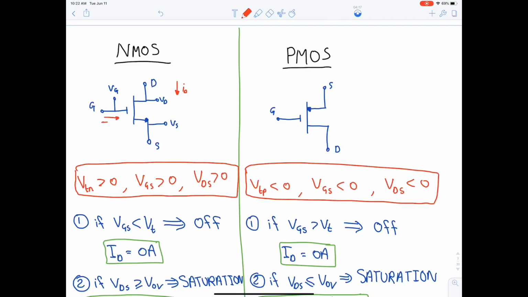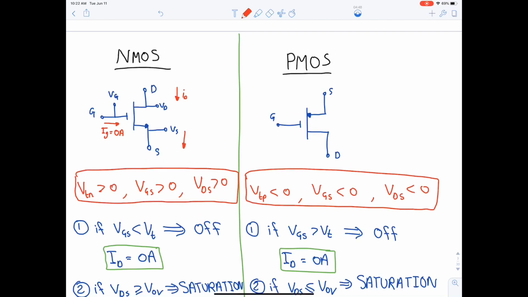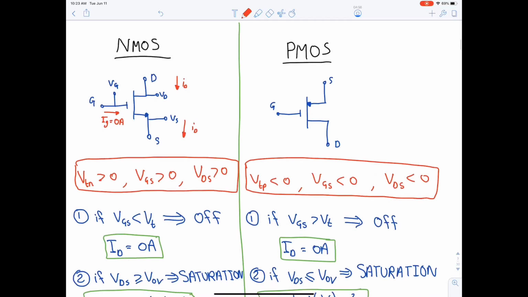What's the value of IG? IG is always equal to 0 ampere. The reason is that this is an open circuit. There's no connection between them, so current will not flow. Now, if ID is flowing here and IG is equal to 0, then what's the current here? It's supposed to be IS, right? But IS is equal to ID, so why should we introduce a new variable? Let's just call it ID, because IG is 0.